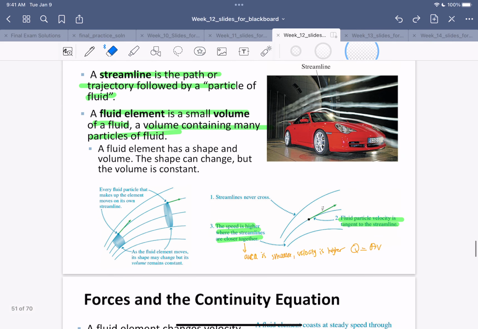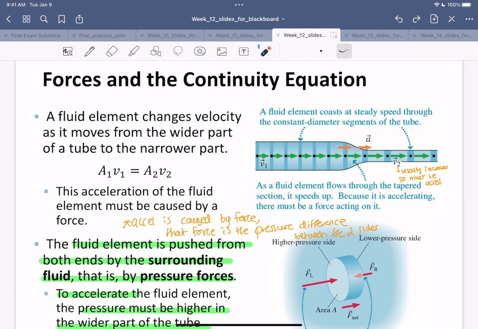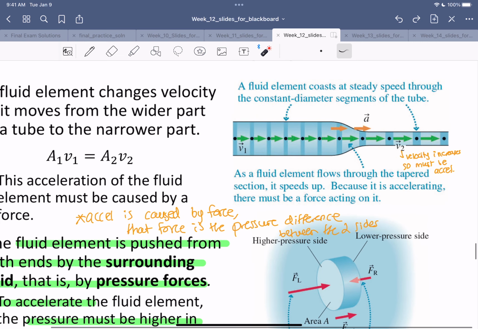I'll skip over this too as well a little bit. But this is what you see here as well. So if I decrease that area, I see an increase in speed. If I increase the area, I see a decrease in speed.